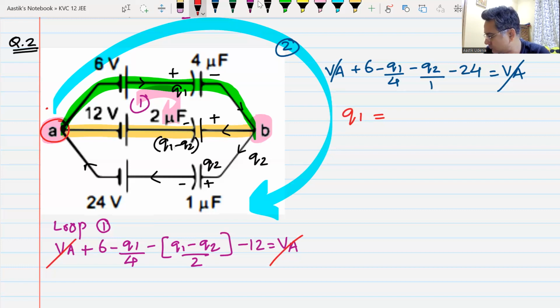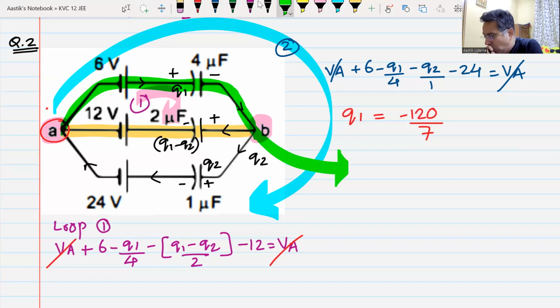So, minus 120 by 7. This looks okay. If you take this value of Q1, you can find out the value of VA minus VB. So I will go in the green path and find out the value of VA minus VB. Can you tell me the equation in the green path?